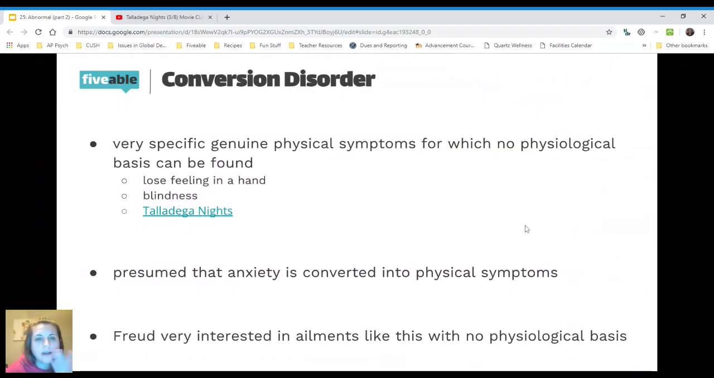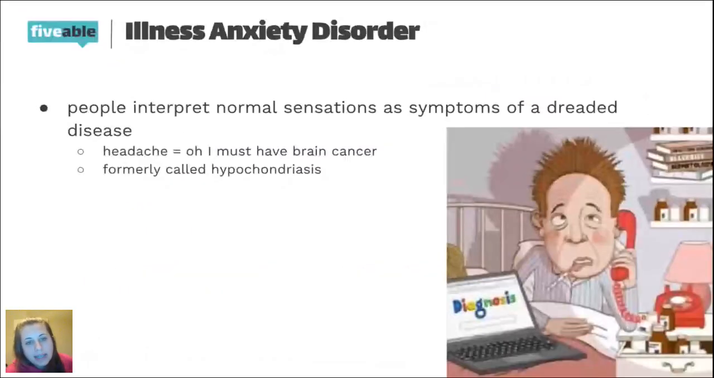So he genuinely felt like he was paralyzed, right? He was like, I can't walk. What are you saying? And then it turned out that there was no actual physical cause for him to have experienced the paralysis. It was psychological. All right. Another disorder that falls under that somatic branch is illness anxiety disorder.